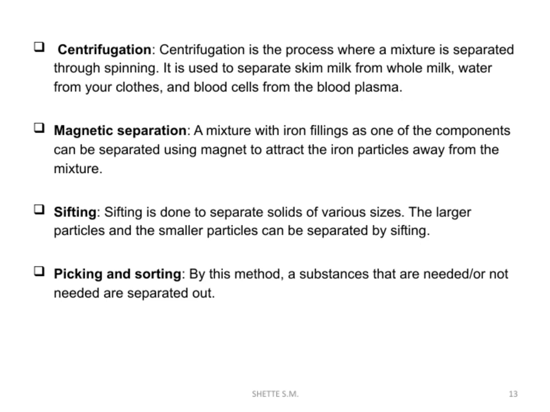Lastly, we have picking and sorting. This is more manual but very effective, where you pick out or separate substances based on specific needs. Whether you're removing unwanted materials or selecting the parts you need, this method relies on careful observation and selection.